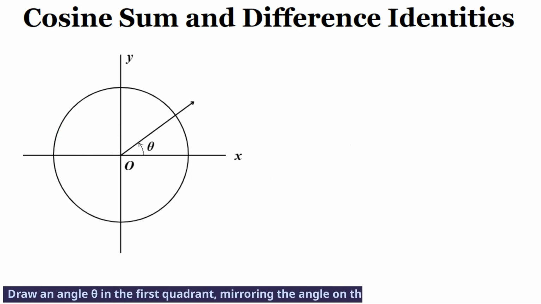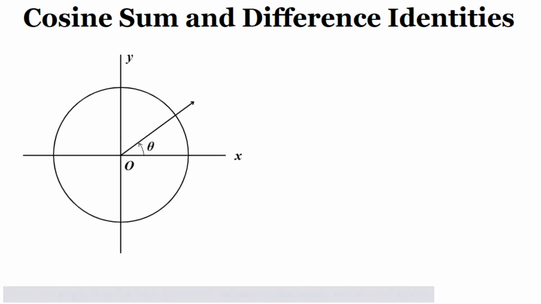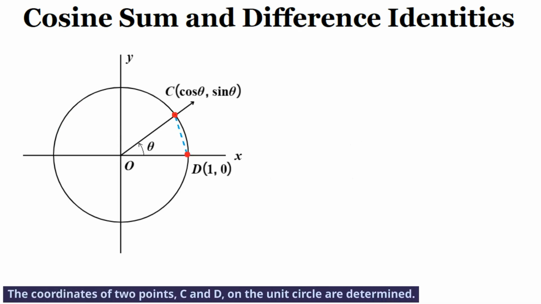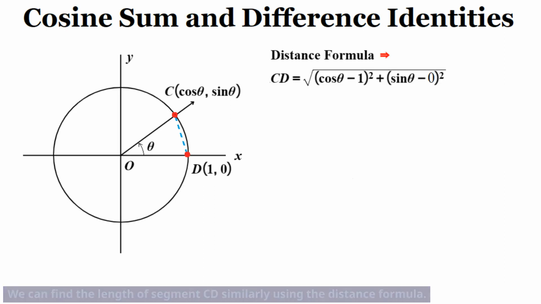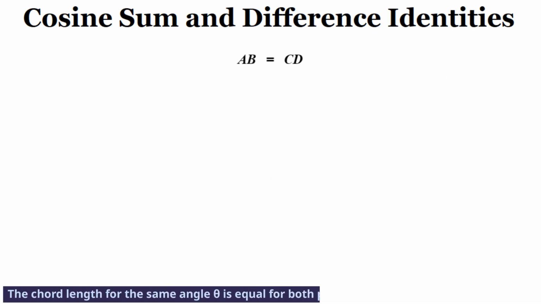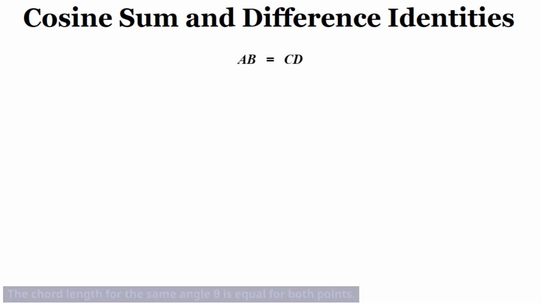Draw an angle theta in the first quadrant, mirroring the angle on the unit circle. The coordinates of two points, C and D, on the unit circle are determined. We can find the length of segment CD similarly using the distance formula. The chord length for the same angle theta is equal for both points.